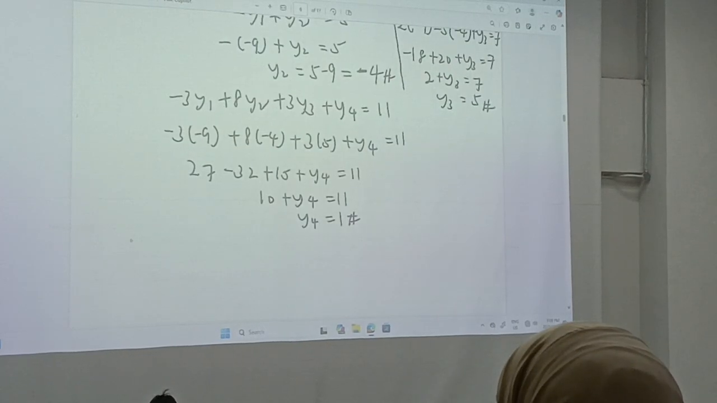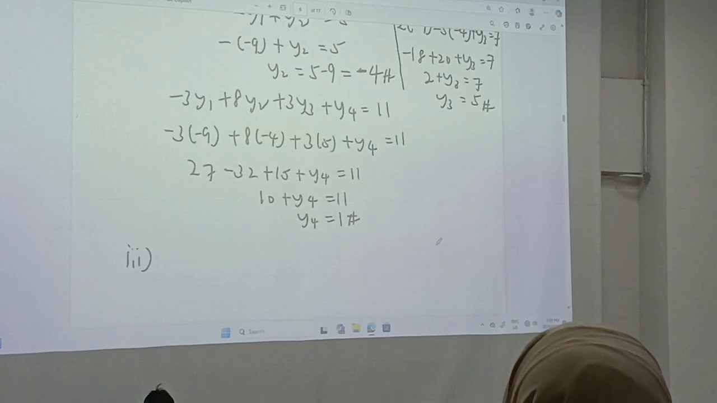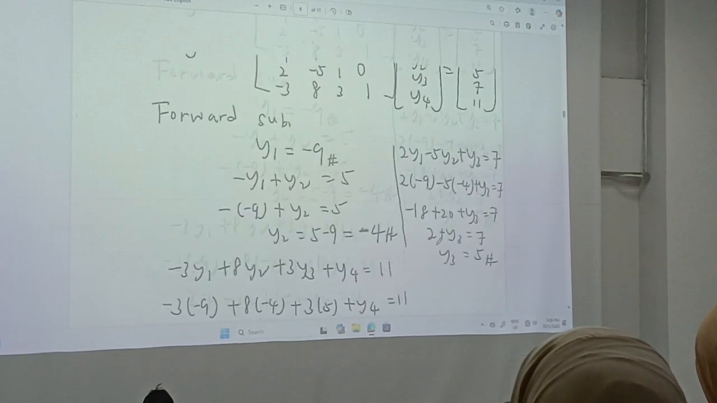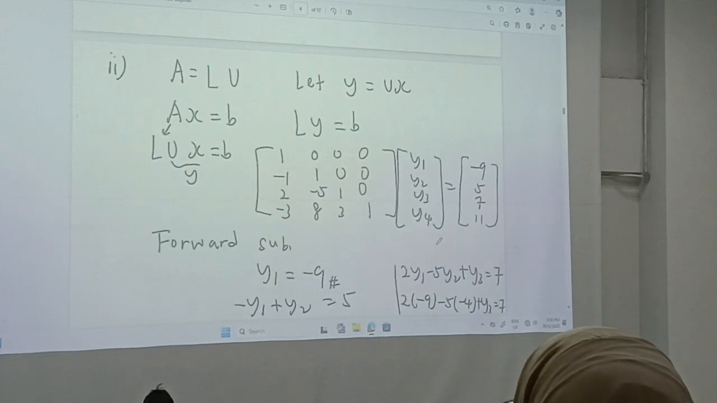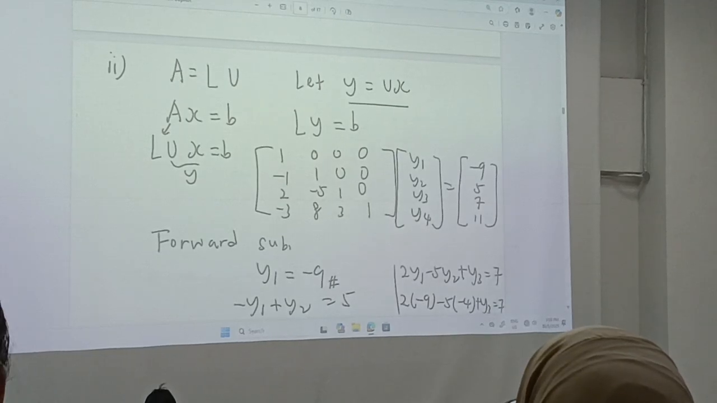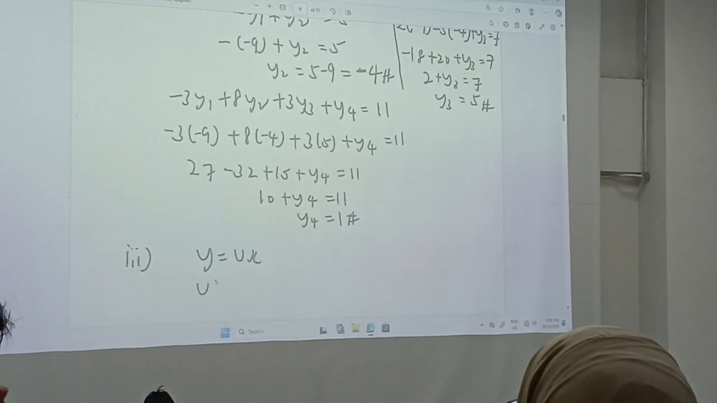Then we come to the last step. What's the last step? Still remember just now? We let y equal to U times x. Y equal to U times x, which means U times x equal to y.